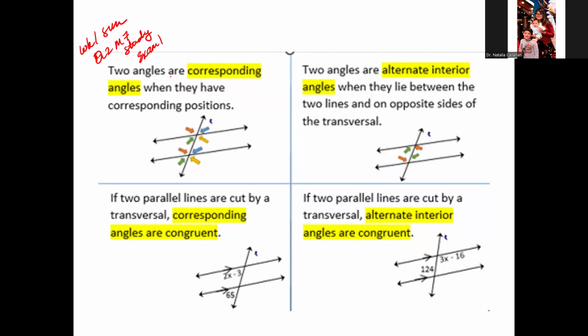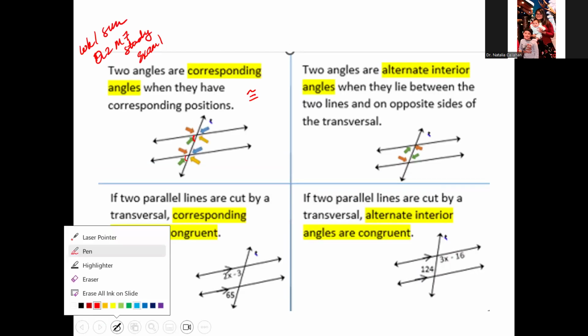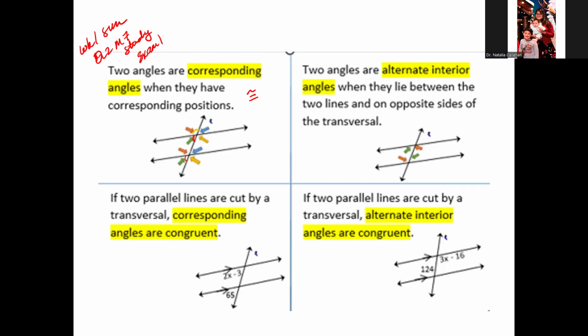Okay. Two angles are corresponding angles when they have corresponding positions. So this is all labeled for you. Do you see how the green one, these 2 angles are equal? You want to put congruent on there on that paper, which means they're equal. So the green angles are equal. The orange angles, do you see these angles right here? Those angles are equal, but I think the arrows kind of help you out, right?